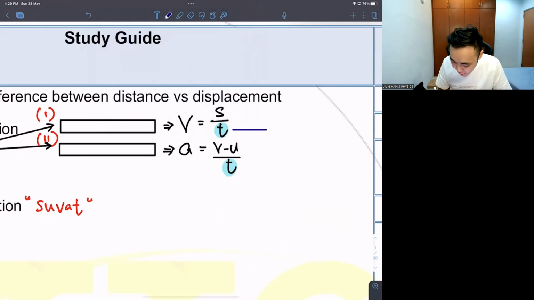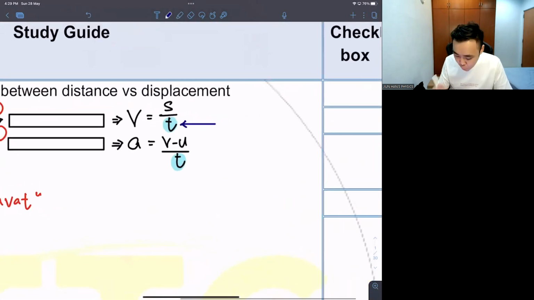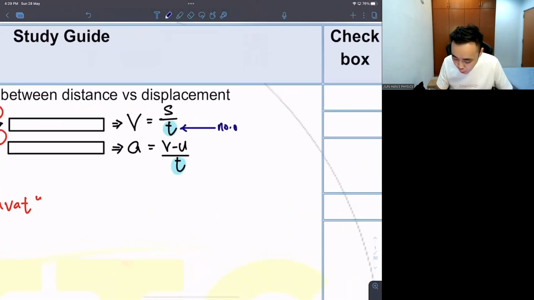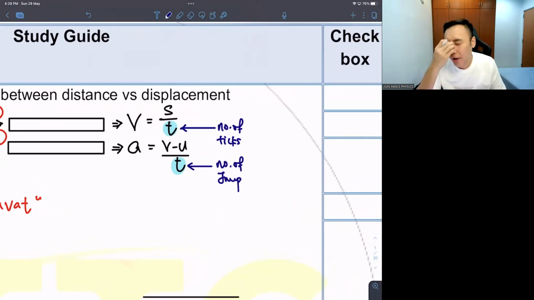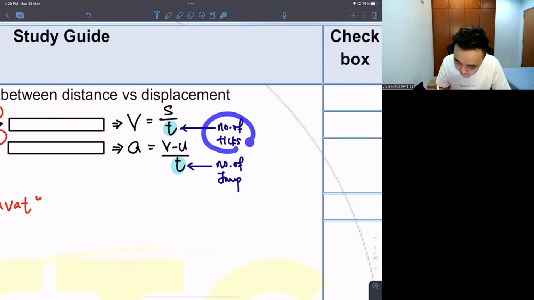Now, first, regarding velocity, when you calculate time, you calculate number of ticks. Whereas for accelerations, the time here, you calculate number of jumps. Now, you might have heard different versions. Some of you say, hey, my teacher doesn't teach me this way. My teacher teaches me to calculate number of ticks, then for acceleration, number of ticks minus one. I don't like the ticks minus one method because some questions don't work. So it's actually very dangerous. That's why to be more precise, we do ticks and then we do jumps.